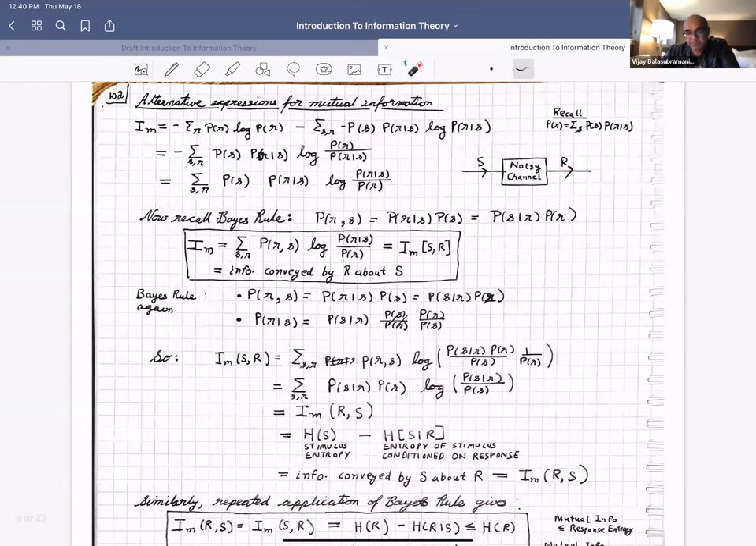I've flipped pages. And oh, so there it is. The new pages come up.